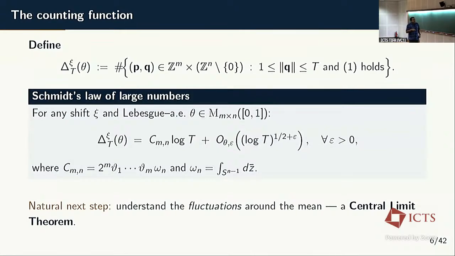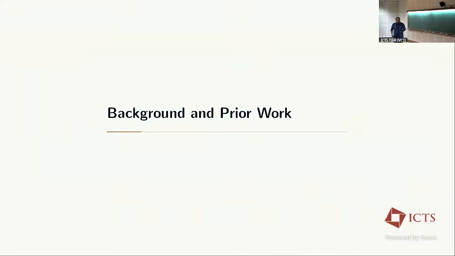So the next step after someone's counted this, for a probabilist, this looks like a law of large numbers. And so the next step would be to try to understand the fluctuations around the mean of this counting function. In other words, is it possible to get a central limit theorem? Okay? Yes.